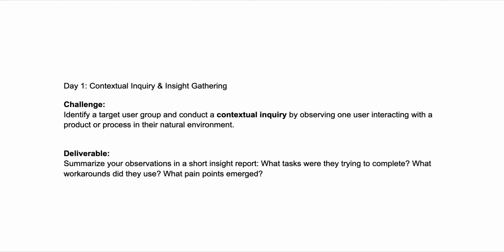Day one, contextual inquiry and insight gathering. And again, this could be contextual observation as well. So the key thing about this is to make sure you are in the context. And that means not only that you are in the space where they would normally be doing this, at the time they would normally be doing this, with all of the things happening around them that would be common, but also, well, it's simply just that it would be a real situation.